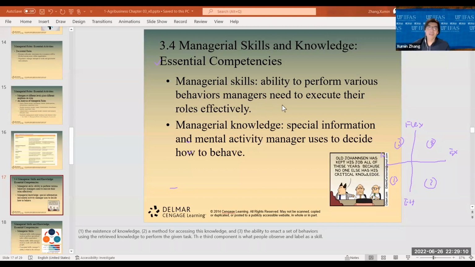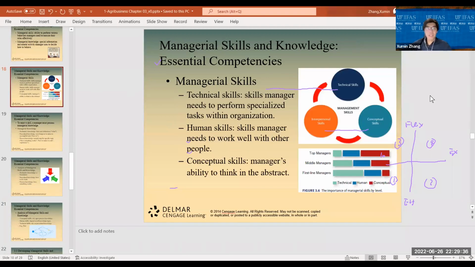I don't want to read the definition, you have the information in mind. The skill is the ability to perform those activities. I have a very interesting example for you guys. Remember, I mentioned driving? You get the learner's permit. That means you have the knowledge. You don't know how to drive, but you get the permit. And then you start to learn how to drive. So this is learning the skill.